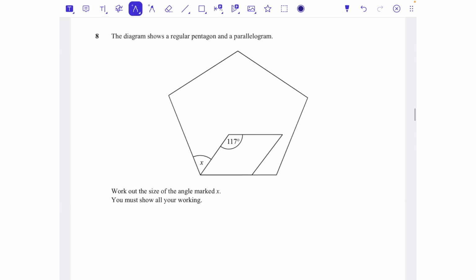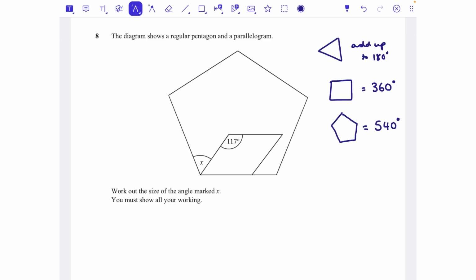Question number 8. The diagram shows a regular pentagon and a parallelogram. Work out the size of the angle marked X. You must show all your working. So when we have a triangle, we know that the angles in a triangle add up to 180 degrees. For a quadrilateral or four-sided shape, we know it adds up to 360 degrees. And every time you add a side, you add another 180 degrees. So a pentagon is 540. A hexagon would be 720.